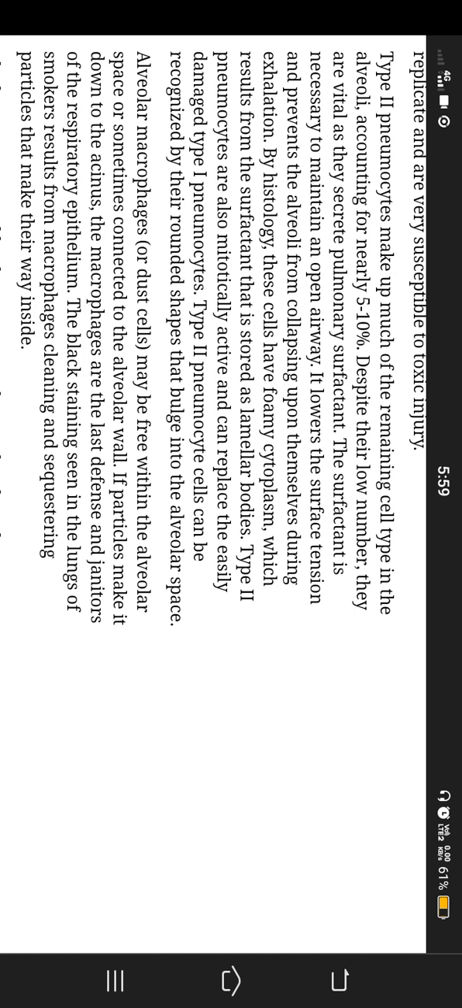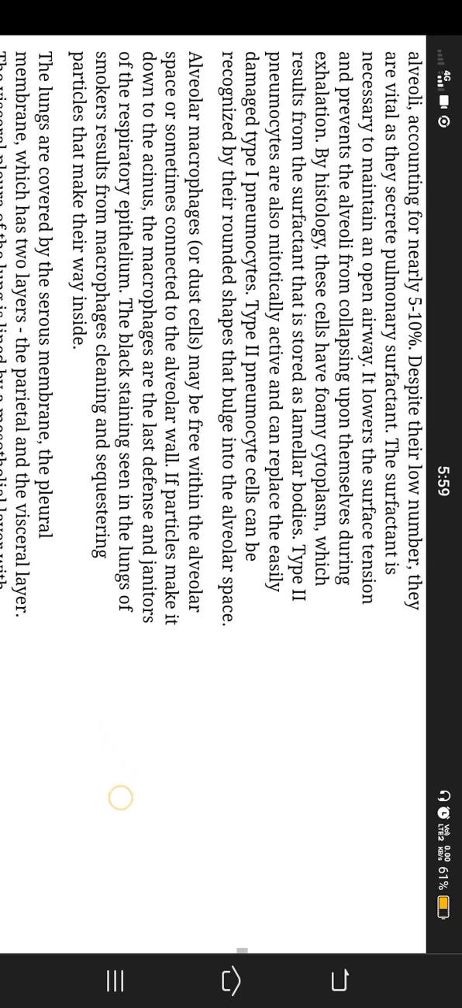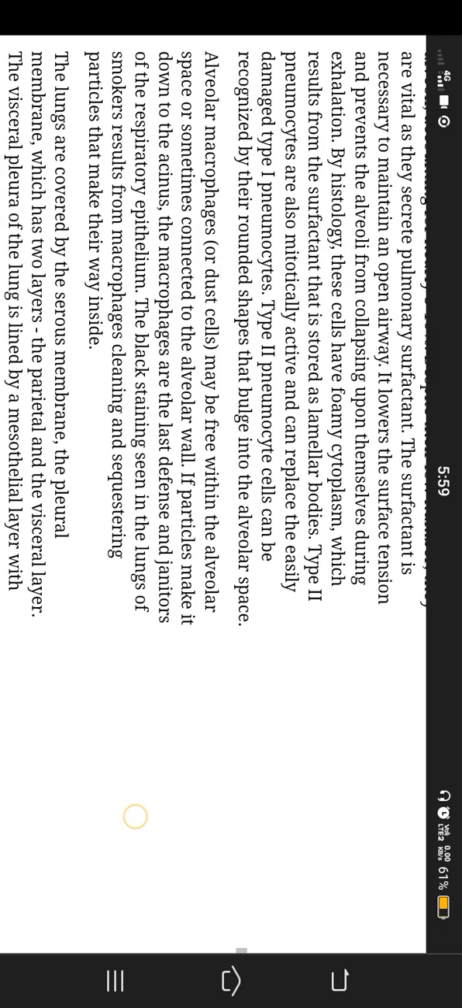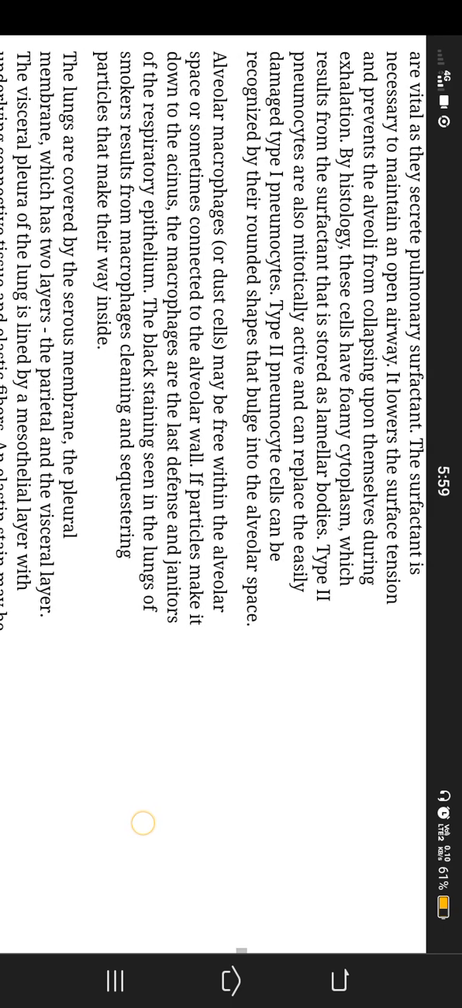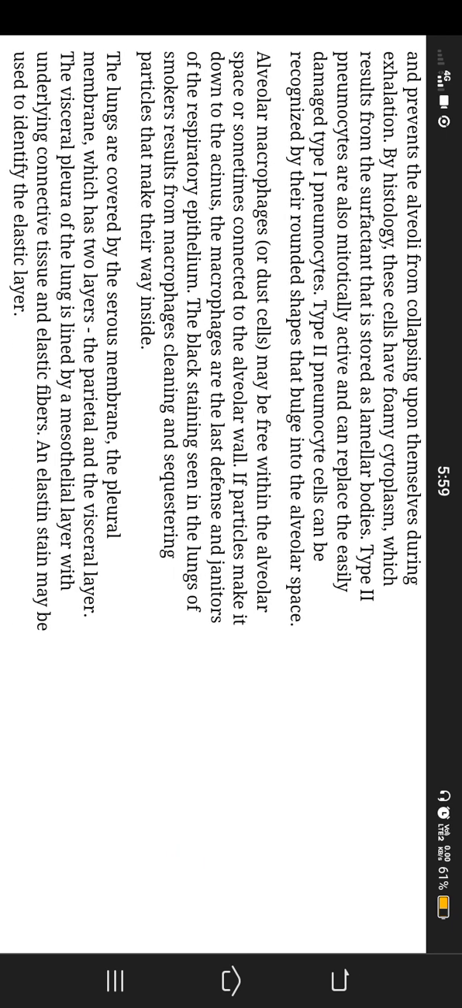By histology, the cells have foamy cytoplasm, which results from the surfactant that is stored as lamellar bodies. Type 2 pneumocytes are also mitotically active and can replace the easily damaged type 1 pneumocytes. The type 2 pneumocyte cells can be recognized by their rounded shapes that bulge into the alveolar space.